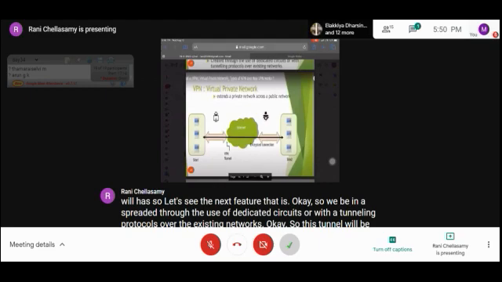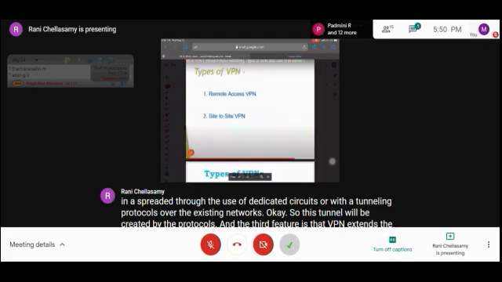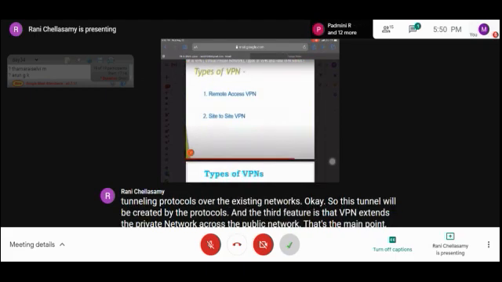There are two types of VPN, that is remote access VPN and site-to-site VPN. This site-to-site VPN is otherwise called router-to-router VPN.